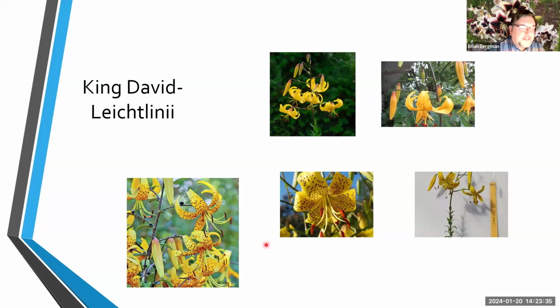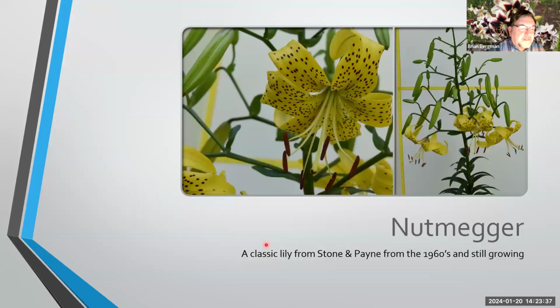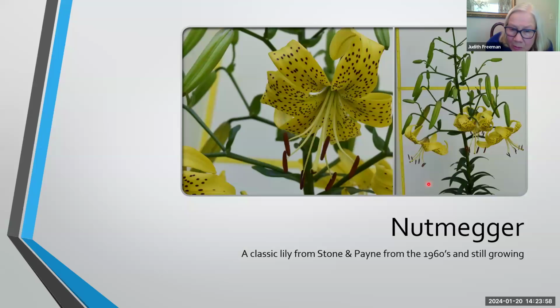Thank you. Next slide. And I just thought I'd mention Nutmegger. This is a classic lily from Stone and Payne from the 1960s. If you can get it, get it. It is a fabulous garden lily. Look at the inflorescence, and this is classic of Nutmegger on the right-hand side. It has spots, it has yellow. And it's got the true, I mean, that comes from tigrinum. It comes from the diploid tigrinum.